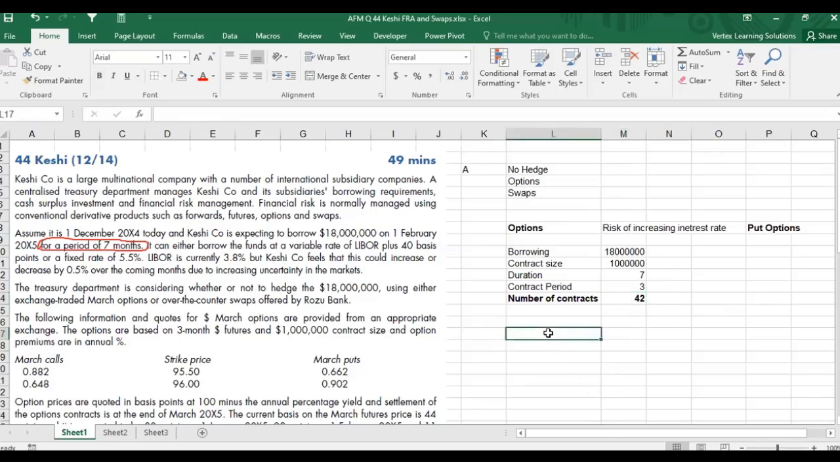So far, any question you want to ask? Where did you get that contract period? Okay, this is standard. It will always be 3 months in all the questions, because these options are always 3 months. So you can take it as a fixed number whenever you do this.